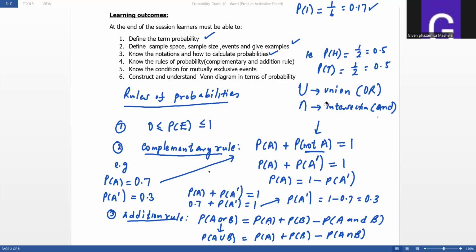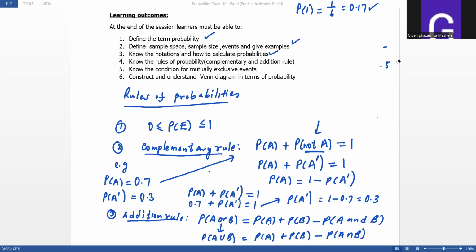So these are the rules of probability, particularly for grade 10. In grade 10, we only talk about the complementary rule and the addition rule. But when you go to grade 12, even grade 11, we're going to talk about independent events. This video is particularly for grade 10, but the grade 11s and grade 12s can also watch, but they also need to understand the part on independent events.